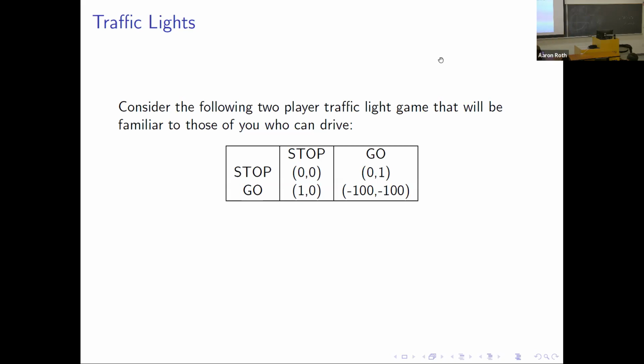So let's go back to these 2x2 anecdotes from classical game theory. How many of you know how to drive? How many people have a driver's license? Okay, so for anyone who knows how to drive, you will be familiar with the traffic light game.